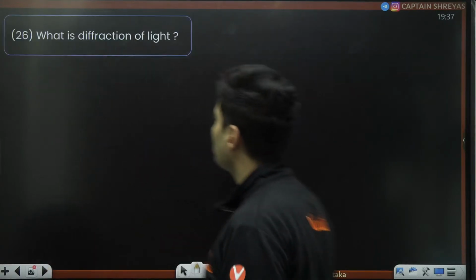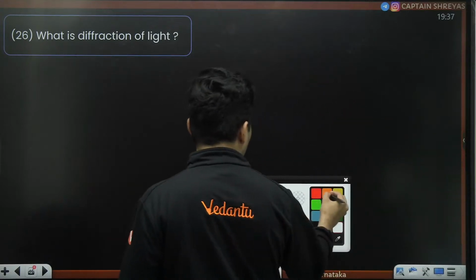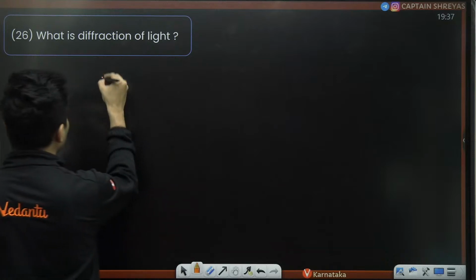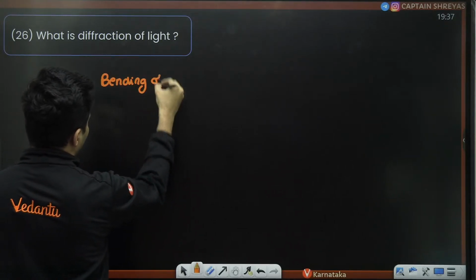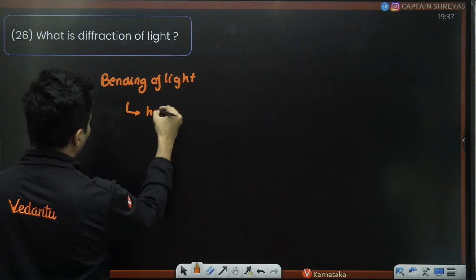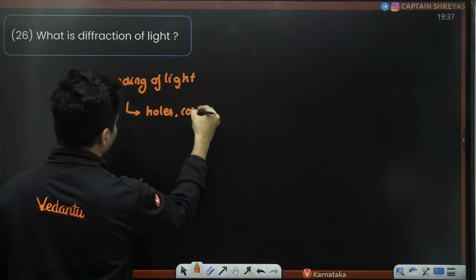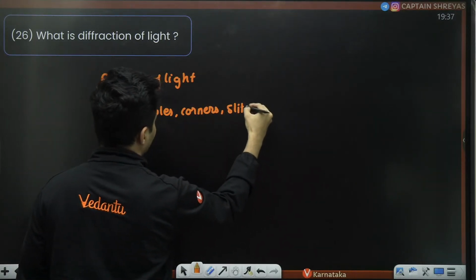Moving on to the next question. What is diffraction of light? You can show examples. It is basically the bending of light. And when does it bend? When it passes through holes, corners, slits, and all of that.